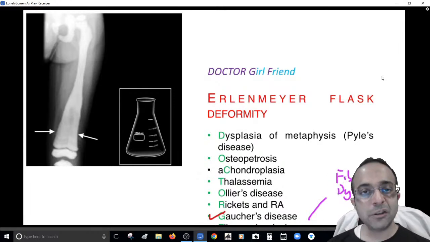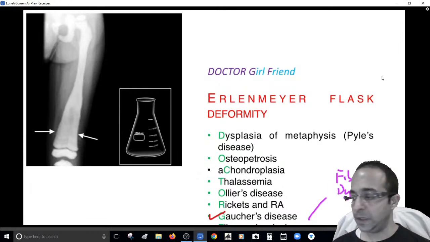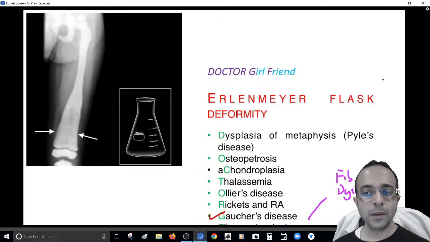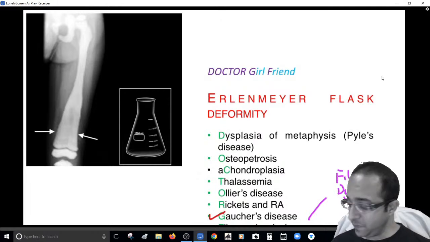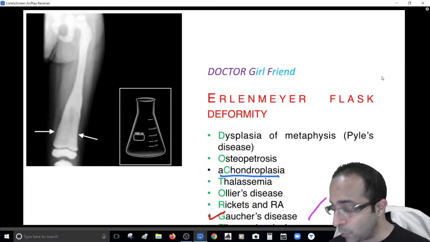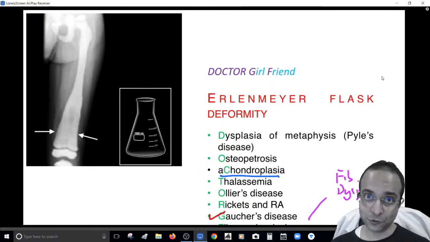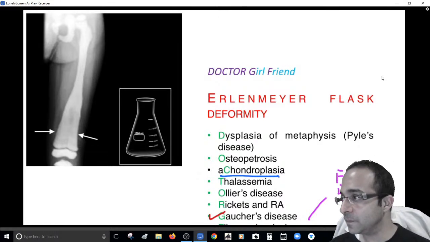Okay, so these are all the causes of Erlenmeyer flask deformity: Pyle's disease, osteopetrosis, achondroplasia, thalassemia, Ollier's, rickets, RA, Gaucher's. Perhaps achondroplasia is also one of the causes of Erlenmeyer flask deformity. I think that is why that was amongst the choices, and that's why it was a close call. Clear enough?